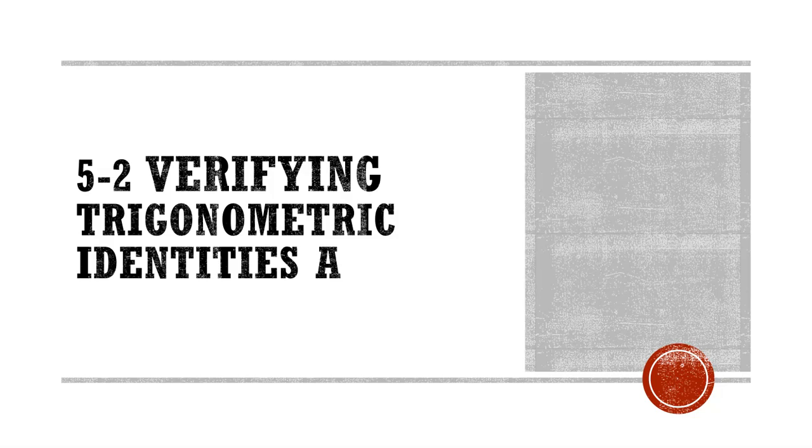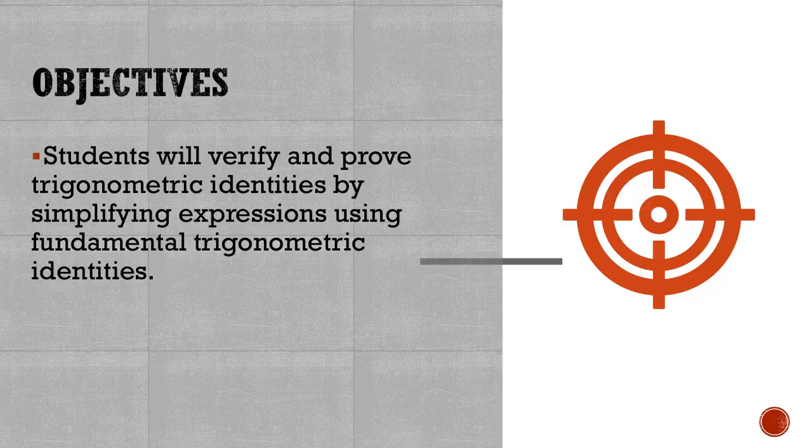Hello and welcome. This is Chapter 5, Section 2 on Verifying Trig Identities, Part A. Our goal is to look at an identity and then prove that it's true. So an identity is just saying that this thing on the left is equal to this thing on the right, and these are going to be kind of made-up identities, but they are true.